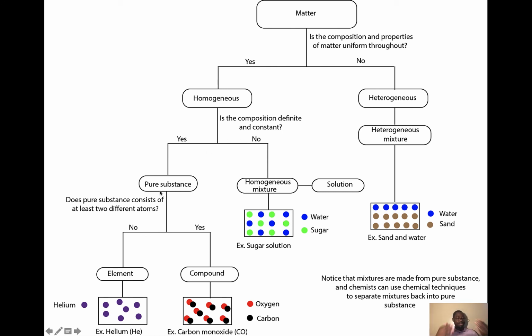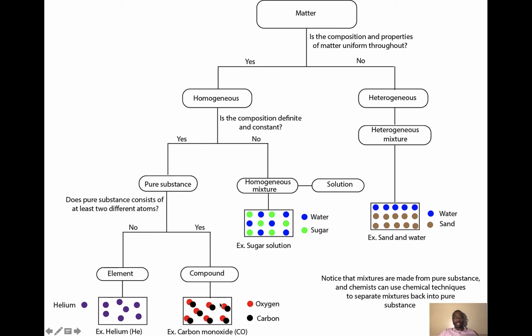And once you have a pure substance, you ask yourself again, does this pure substance consist of at least two different atoms bonded together? If the answer is yes, then you're dealing with a compound. If the answer is no, then you're dealing with an element. Here you do have carbon monoxide again, as we saw before, and here you do have helium, which is an element consisting of a collection of helium atoms.